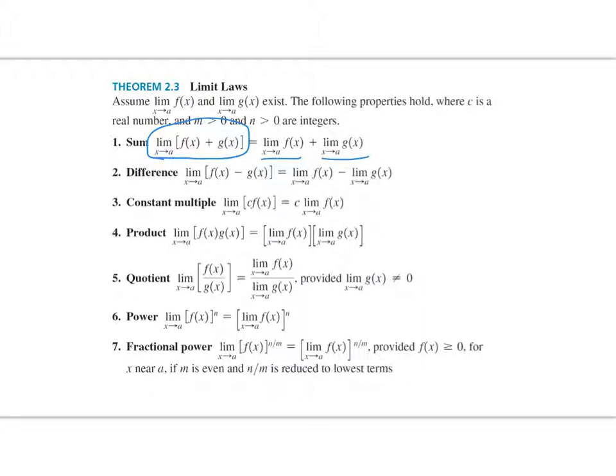For a constant multiple, if I'm multiplying a function by some constant and taking the limit, I'm allowed to move the constant out front. If I'm taking the limit of a product, I can take the limit of each of the factors of that product. Similar for a quotient, I can take the limit of each piece of my function. For a power, I can take the limit of the function raised to the power, or I can just take the limit of the function and then raise it to that exponent. And the same thing works with a fractional exponent.